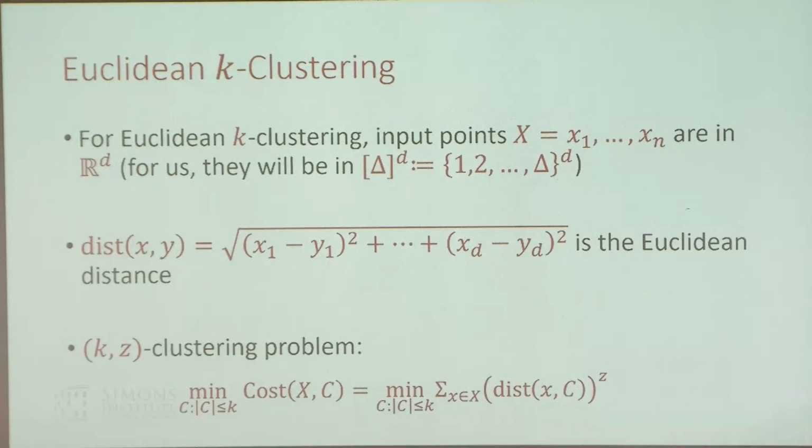Okay, and in this talk, we'll also focus on Euclidean k-clustering. So the input points will live on a grid. So they'll all be integers. You can think of this just as the number of bits in the representation of each coordinate. So the aspect ratio will be 1 to Delta, and we'll have d coordinates. Okay. And so then the distance between 2 points is the standard Euclidean distance.